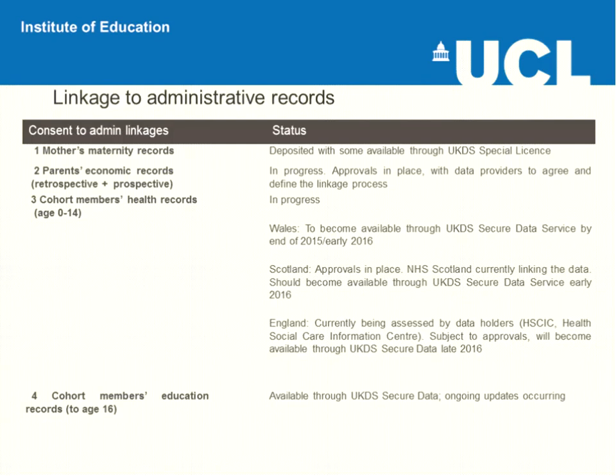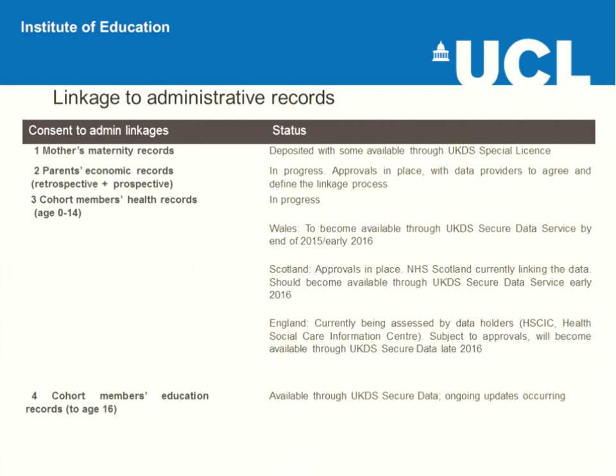So for example, mother's maternity records are linked to the data, and this was done quite early on. Parents' economic records are in progress, so there's permission from parents to link to their economic records. Cohort members' health records: consent has been sought to link cohort members' health records until age 14, and at the age 17 survey the plan is to ask cohort members again for their own consent, because this was parent consent, to link their health records again from age 17 onwards.